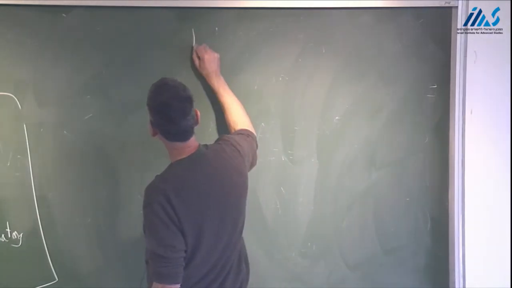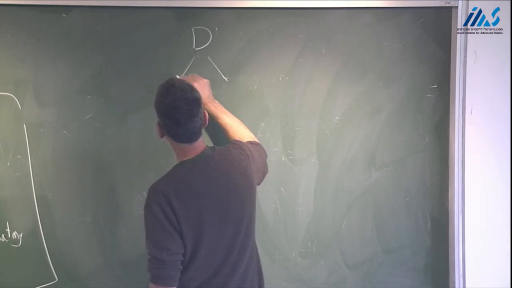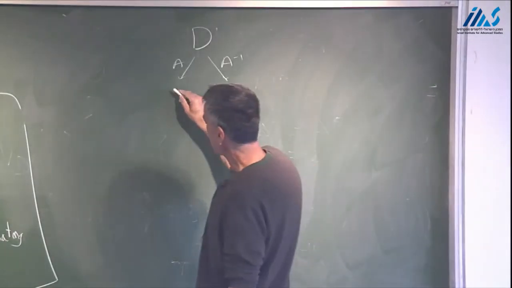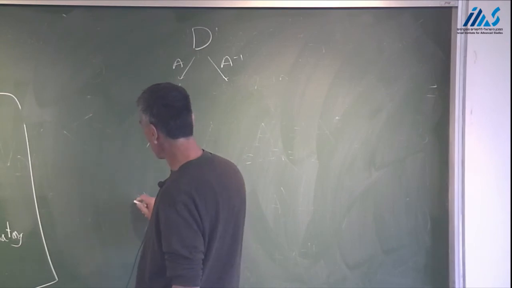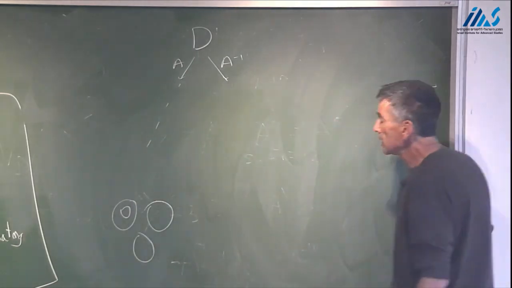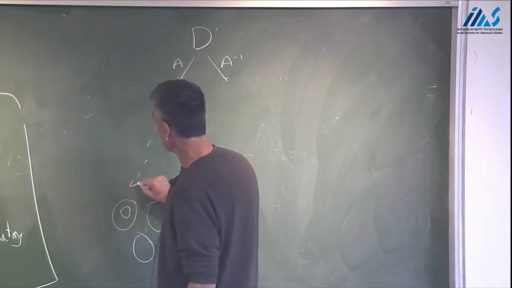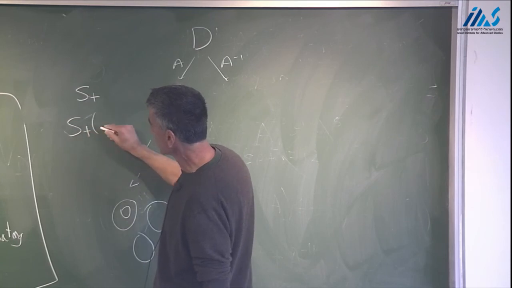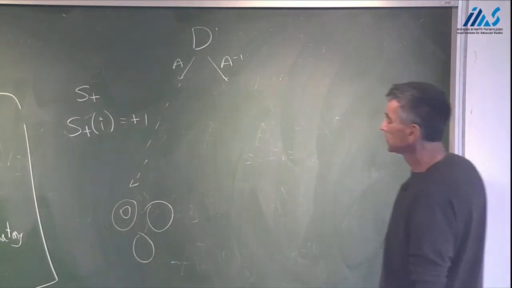Well, you start with some diagram, and now we take various states. Some give us A's and some give us A inverses. And we can ask, what's the highest power of A that we can get when we've done all the resolutions? When we just have a bunch of curves down at the bottom, what's the highest power of A we can get? And I claim it's by taking the state S plus, which takes every crossing to A to the plus 1.